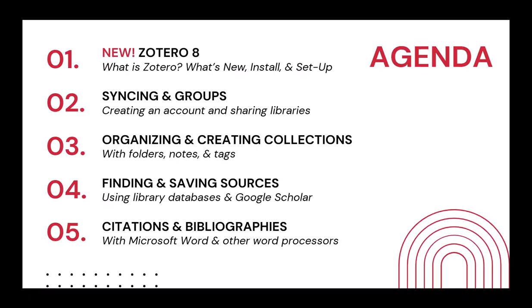And then we'll go over creating an account and syncing your library to your account, as well as creating groups or shared libraries. And then we'll get into organizing and creating folders or collections within Zotero, as well as adding notes and tags to make things findable. And then we'll look at examples of how to find and save sources using the OSU-Tulsa library databases and Google Scholar. And then we'll wrap up with creating citations and bibliographies.